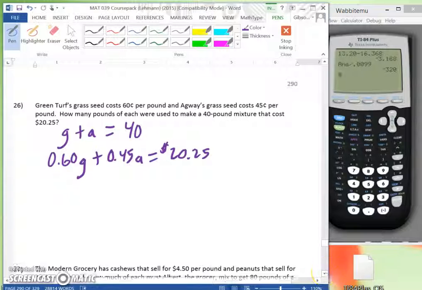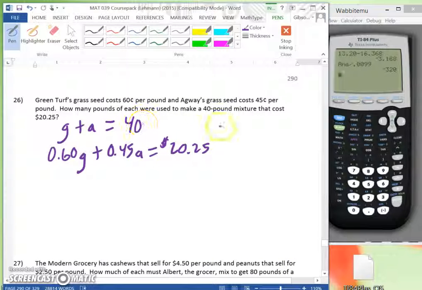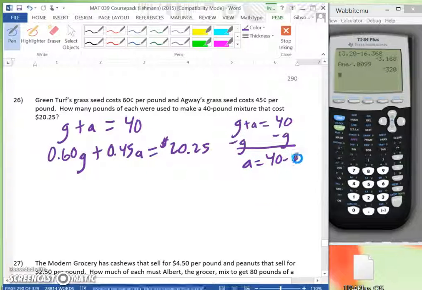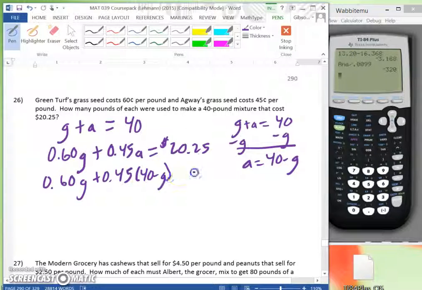And this problem I'm going to actually write out. So we will have G plus A is equal to 40. So let's say we want to get A by itself. We will subtract G on both sides, and A equals 40 minus G. So now we will substitute this in for A. We have 0.60 G plus 0.45 times A, which would be 40 minus G, and it equals 20.25.